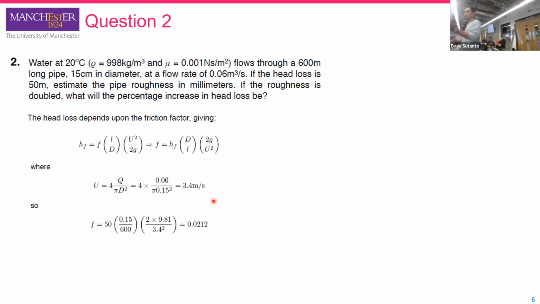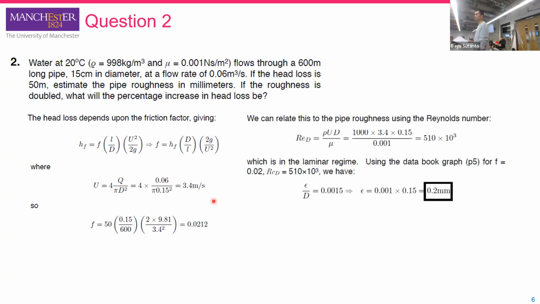Okay. Because we already have the friction factor, we can use the Moody chart. First, we need to find the Reynolds number. Oh, sorry, this is turbulent because the Reynolds number is 5.1 times 10 to the 5. So this is the turbulent region, and we need f equal to 0.0212.